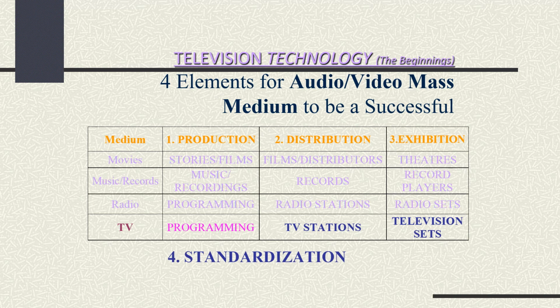So now we're getting into a couple more of the elements being present in the audio and video mass medium success story. We're starting to get some standardization. Television sets, the signals themselves, the receivers are starting to go into mass production. There is starting to be a push for more television stations to be built around the country.